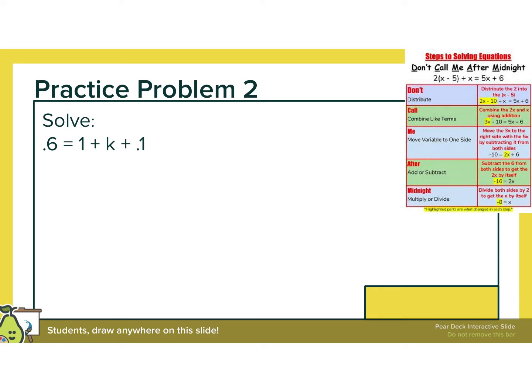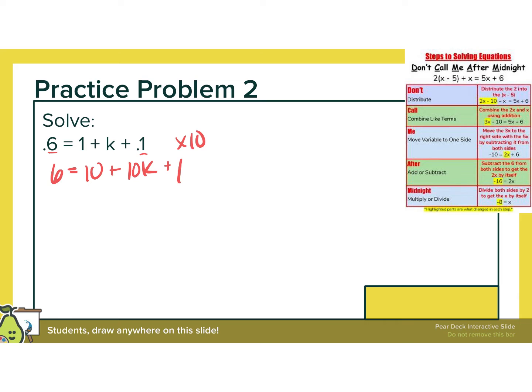All right, so for practice problem number 2, let's see how you did. First up, what are we multiplying by? There's only one digit here, so we should be multiplying by 10. We're going to go through and change all these decimals and get rid of them. So 0.6 becomes 6. 1 becomes 10. 1K becomes 10K. 0.1 becomes 1.